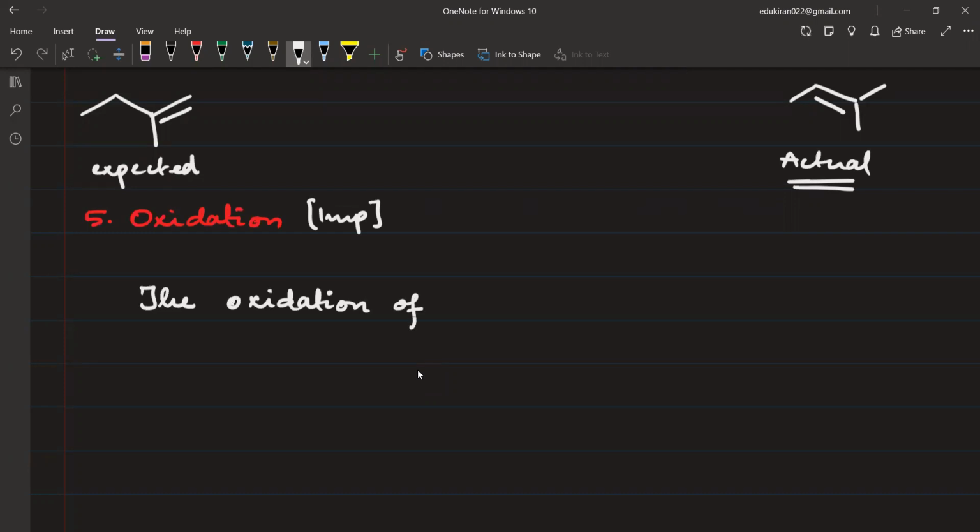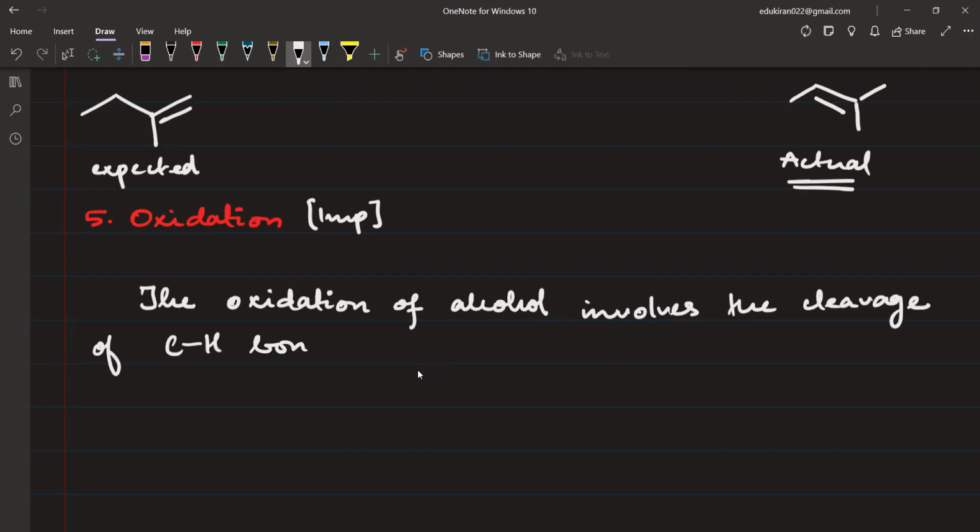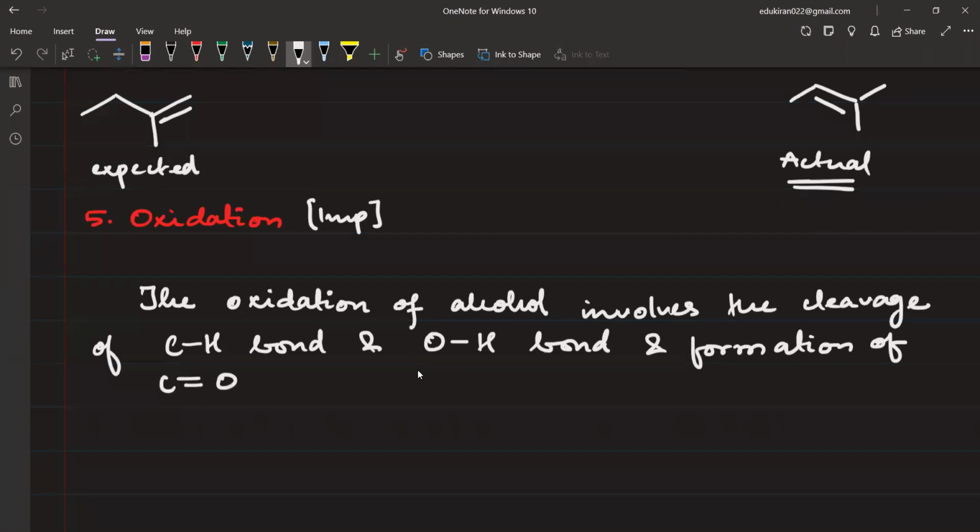Oxidation of alcohol involves the cleavage of CH bond and OH bond, and formation of C double bond O.